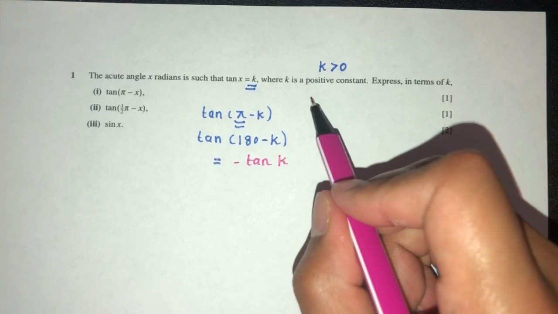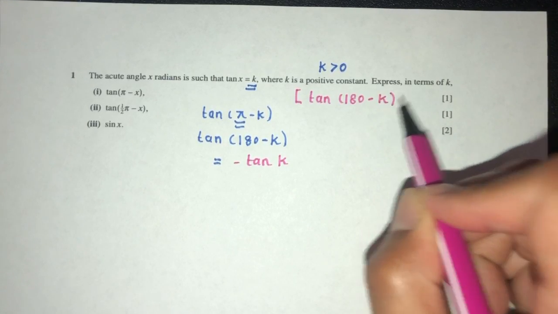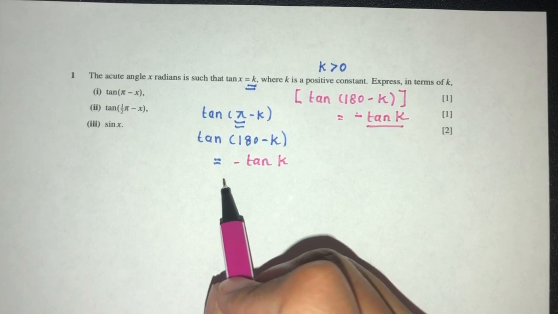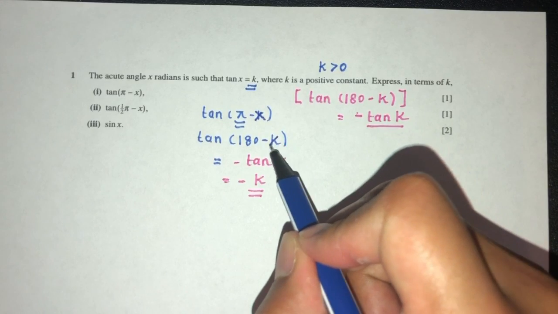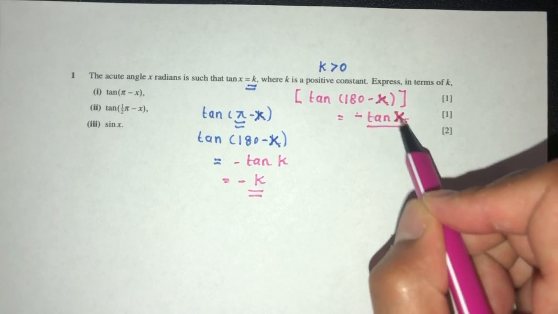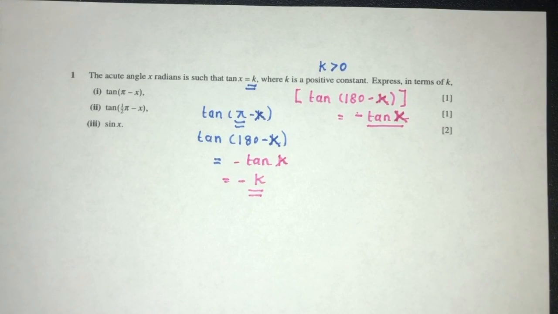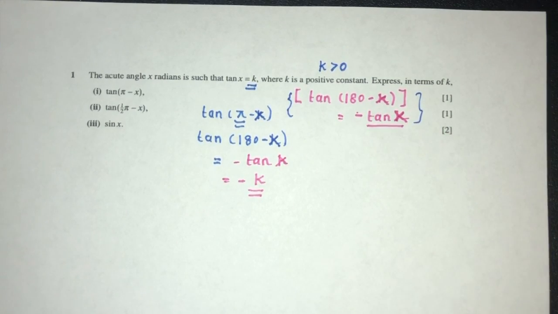So let's make this something you have to learn: tan of 180 minus a positive value is minus tan. That will give you minus k as your answer. My apologies, let me be consistent so you don't get confused, because here we have tan of x is k. Again, if you have tan of 180 minus x, it is simply equal to minus tan x. This is something you can learn and memorize for future use.